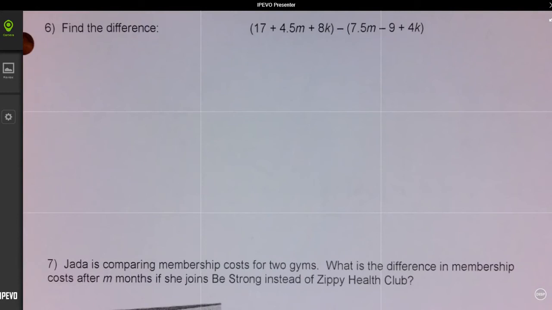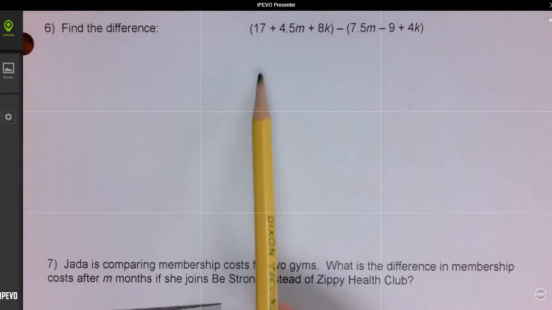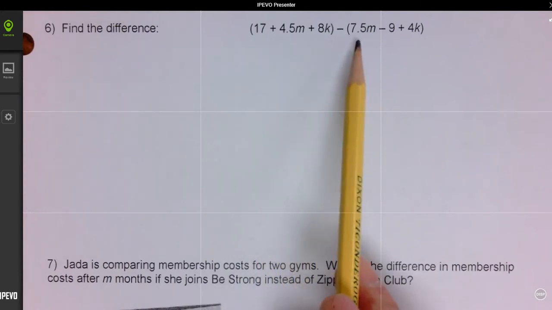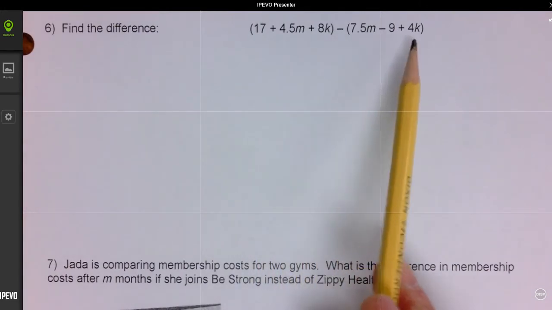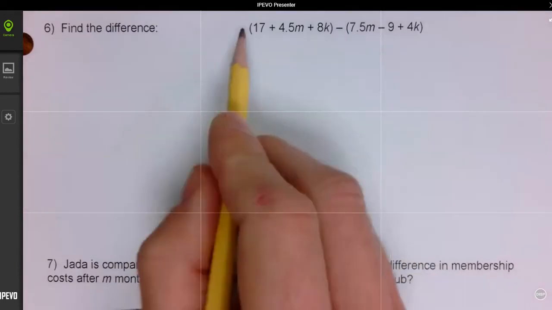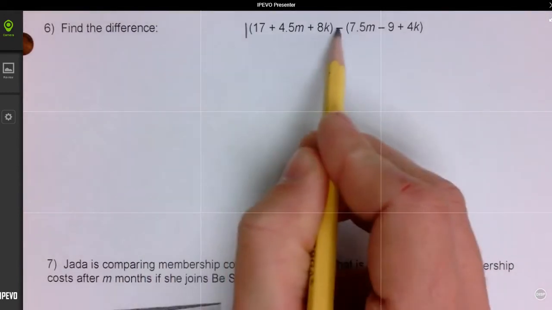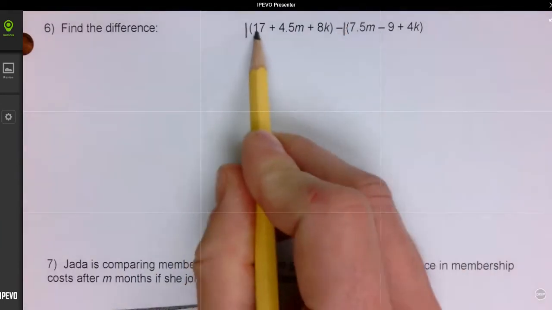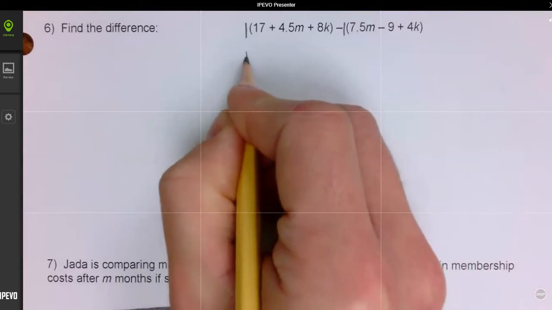In number 6, again, we're going to find the difference. All right, we have 17 plus 4.5m plus 8k minus 7.5m minus 9 plus 4k. So there's a 1 in front of that first set of parentheses, a negative 1 in front of that second set of parentheses. Distributing 1 to these terms will leave them unchanged.